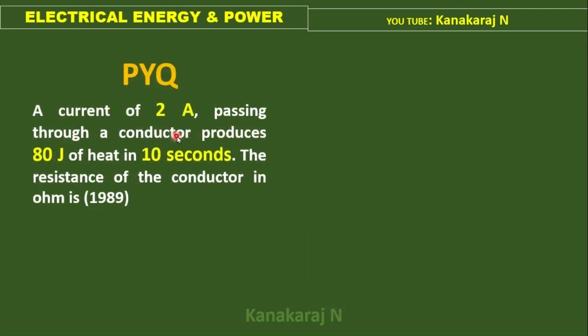A current of 2 ampere passing through a conductor produces 80 joules of heat in 10 seconds. The resistance of the conductor in ohms. So use the formula H equals I square RT. Here H is 80 joule, I is 2 ampere, then t is 10 seconds. We need to find resistance.